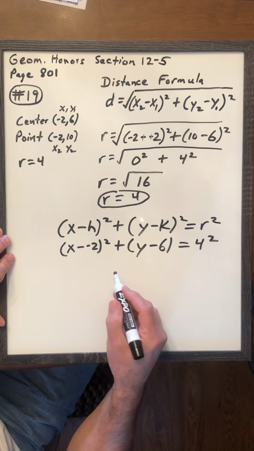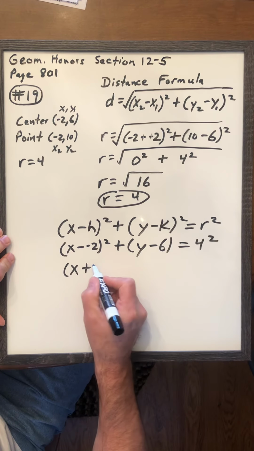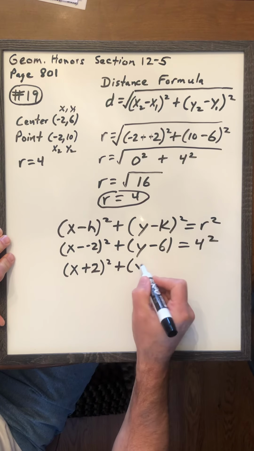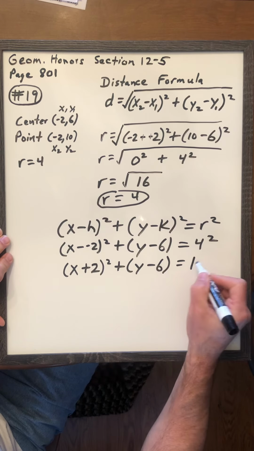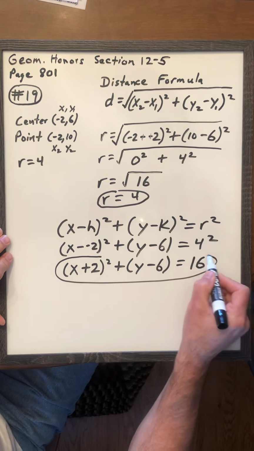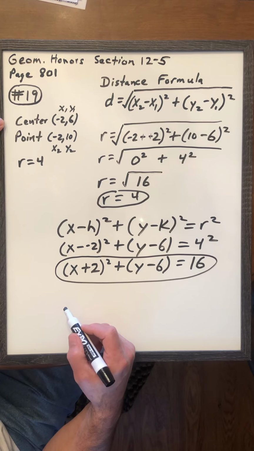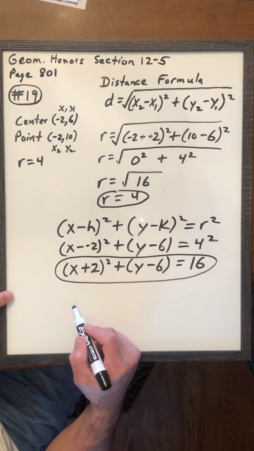Now we want to simplify this. So x minus a negative becomes plus 2, quantity squared, plus (y minus 6) quantity squared, equals 4 squared, which is 16. And this would be my answer. This is the standard equation for the circle that has a center at (-2, 6) and passes through the point on the circumference, (-2, 10). And so this would be my answer for number 19.